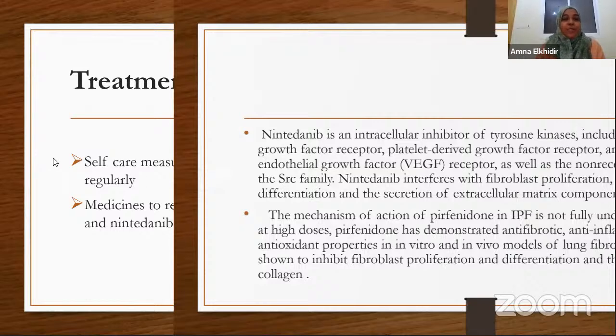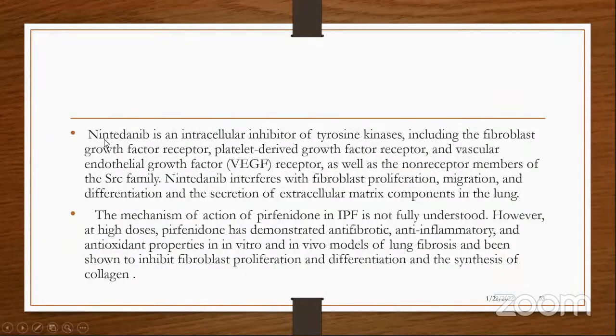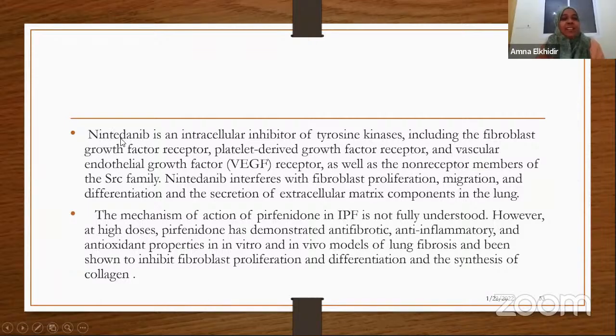I am not sure about the name, it's called nintedanib. First time I heard it, and I don't know how to pronounce it. It's an intracellular inhibitor of tyrosine kinase, and it interferes with fibroblast proliferation, migration, and differentiation and secretion of extracellular matrix in the lungs. The second drug is called pirfenidone. Also, it inhibits fibroblast proliferation and differentiation and synthesis of collagen.